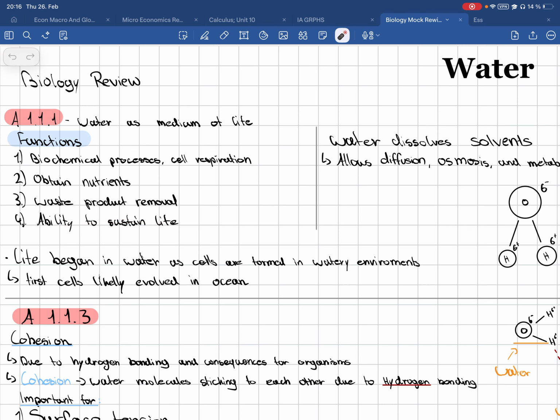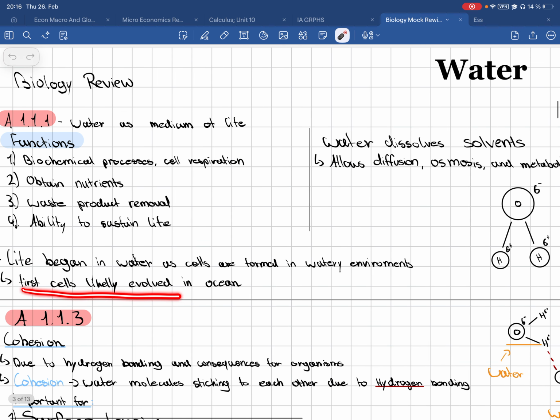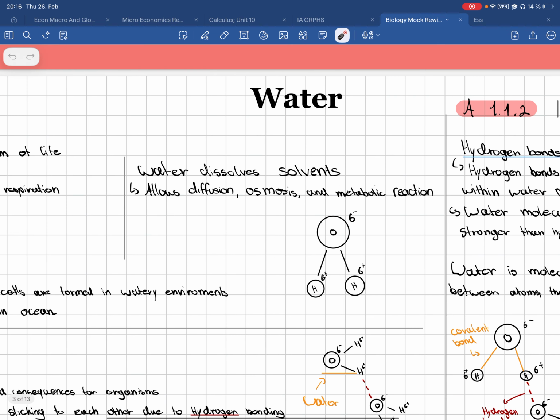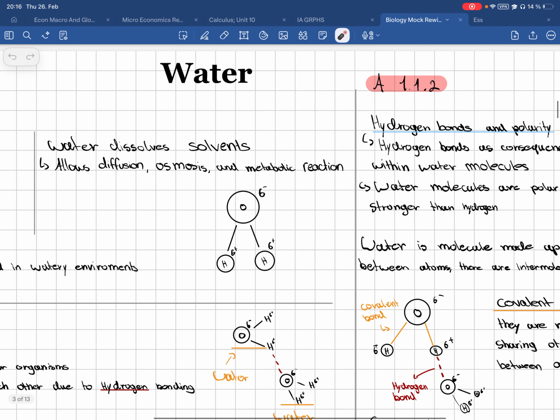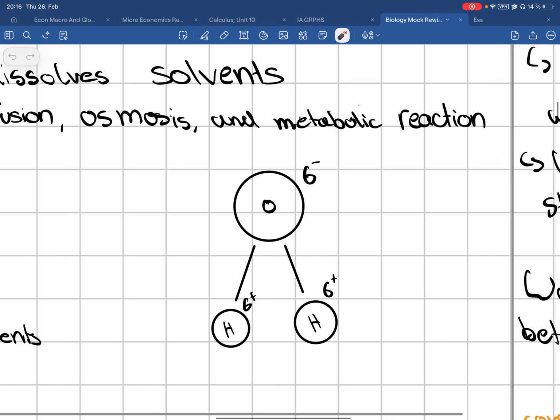Now, life began in water as cells are formed in watery environments. And there is this common theory that the first cells likely evolved in the ocean. Water dissolves solvents. I will come back to this later. However, you need to know that this allows for diffusion, osmosis, and metabolic reactions, which you will learn throughout the course. Let's actually look at water though.